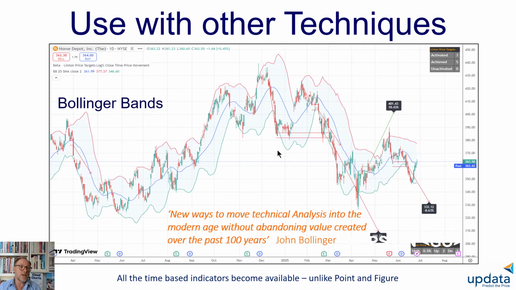One of the really big advantages is you can use them with other techniques. A point and figure chart is very hard to do that. So here, Bollinger Bands, John Bollinger has seen this presentation. I've given it in front of John, and he was impressed with it. New ways to move technical analysis into the modern age without abandoning the value created over the last 100 years. This is exactly what these targets are about.